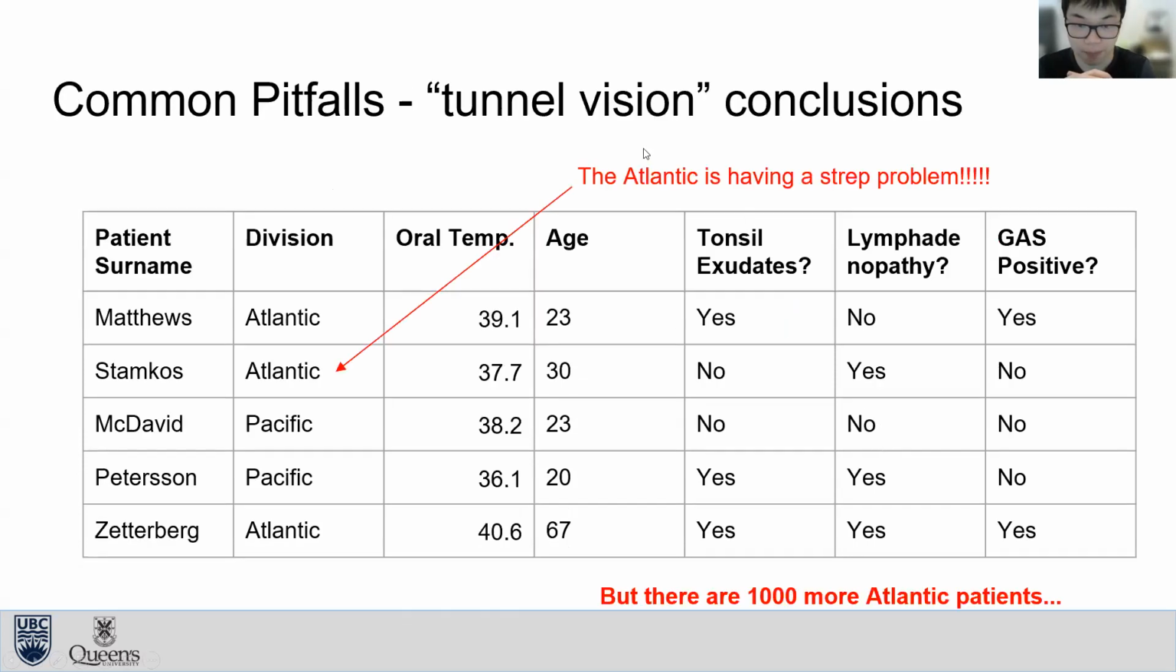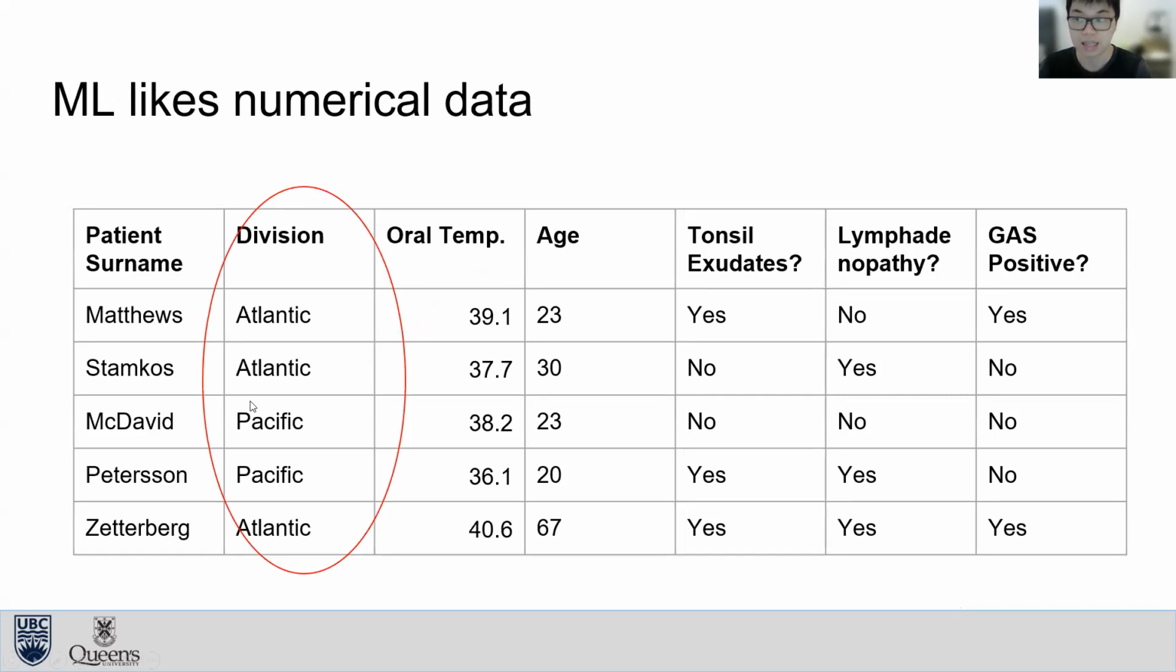And then sometimes a lot of studies present what I call tunnel vision conclusions, right? For instance, you look at the Atlantic. The Atlantic has a higher odds of having group A strep than people from the Pacific. So would you make the conclusion that the Atlantic is having a strep problem? Well, you have to consider, did you take into account all of the Atlantic patients? Did you control all the confounding variables? A lot of studies don't do this. And there's this one notorious paper that was out recently, which if we have time, we'll look at, that falls into this trap.